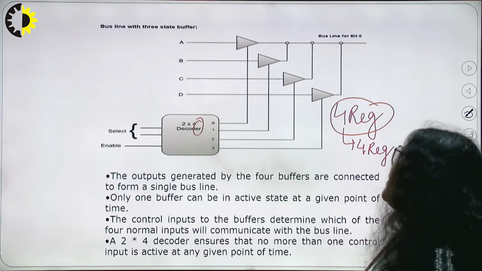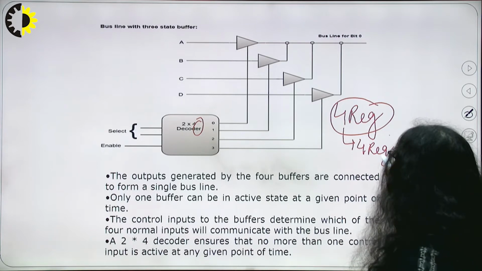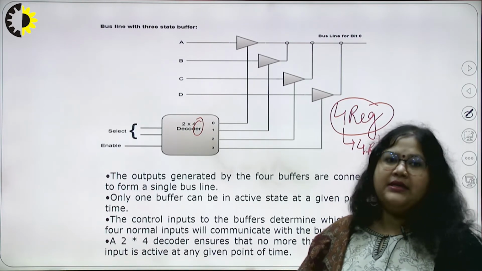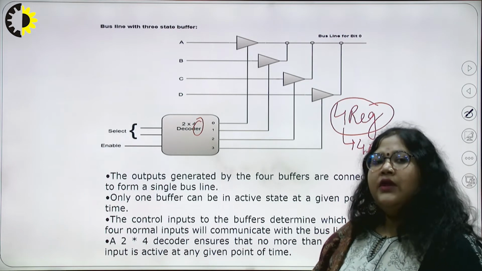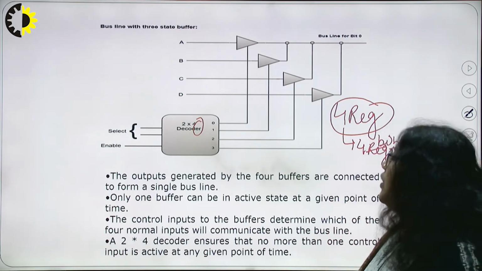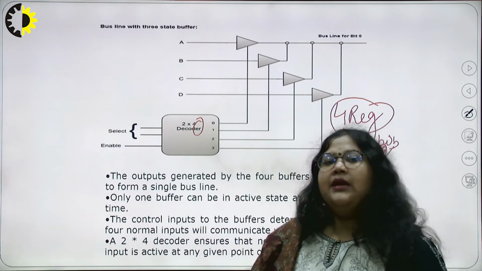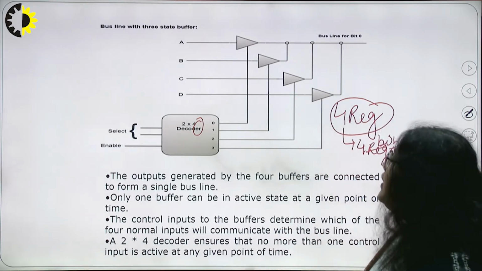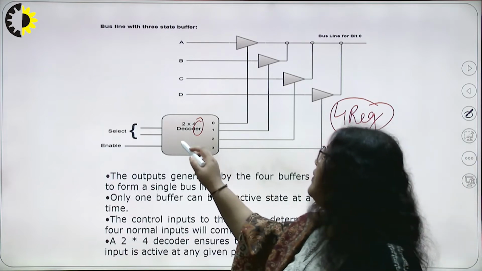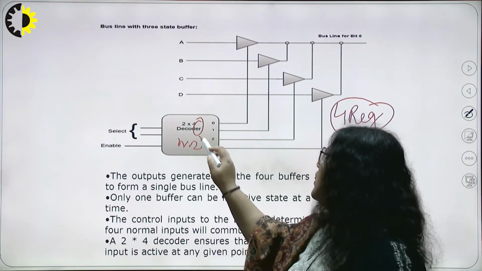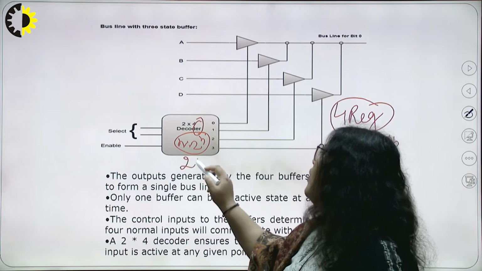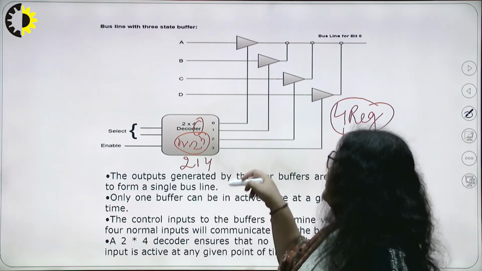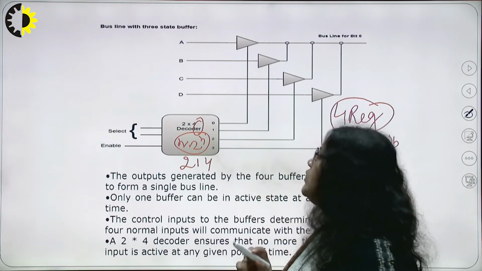And how many decoders are used? This depends on the number of bits, which is 4 bits. So 4 decoders are used for the design. Okay. So how do we design this common bus system using a decoder? The decoder works as n to 2 to the power n, so there is 2 to the power 2. 2 is the input size, 4 is the output size, and we have 4 outputs: 0, 1, 2, 3.